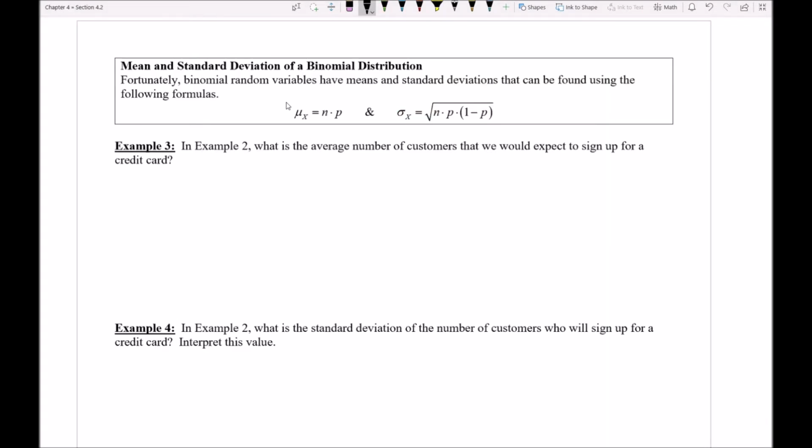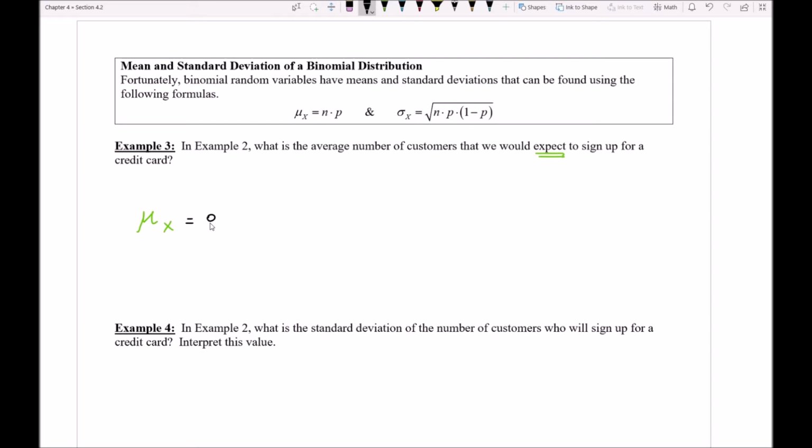If I go back here, you can see that since these formulas are so simple, we can go ahead and compute this almost without the use of a calculator entirely. In example 2, our question here is going to be, what was the average number of customers that we would have expected to sign up for a credit card? Now remember that when we see that word expect, we automatically are thinking that means I'm looking for an average. And according to the formula up above, I would just have to take n times p.